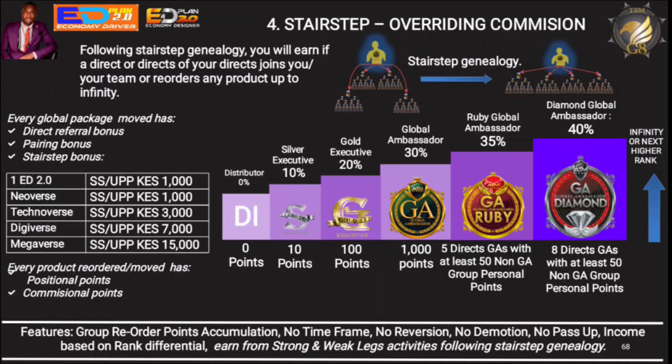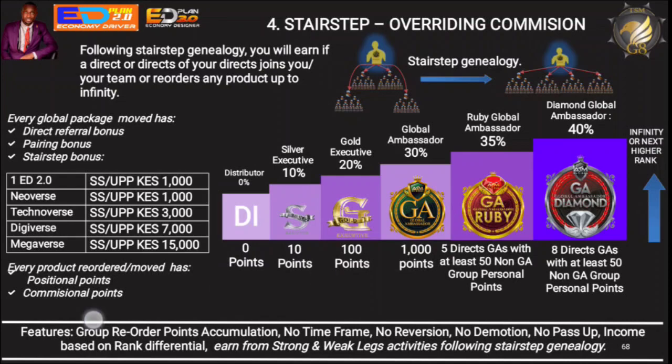You need to have a rank. So as a distributor, you earn 0% of this income. As a silver executive, you earn 10% of this income. As a gold executive, you earn 20% of this income. As a global ambassador, you earn 30% of this income. As a Ruby Global Ambassador, you earn 35% of this income value. As a Diamond Global Ambassador, you earn 40% of this income value here. And that is a lot of money.